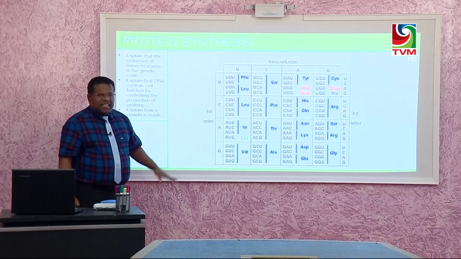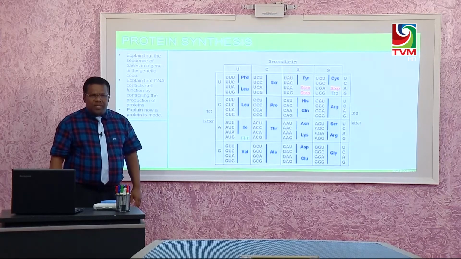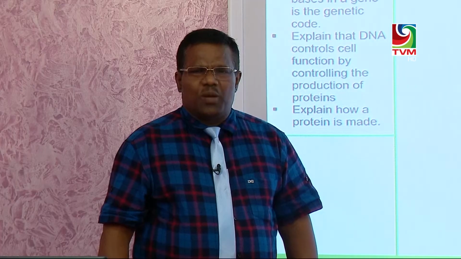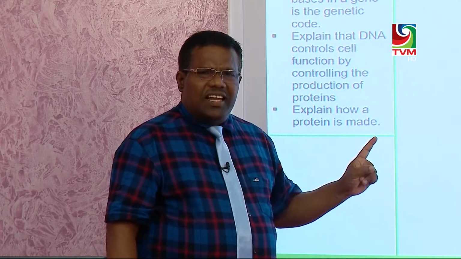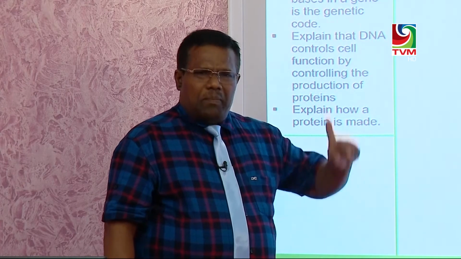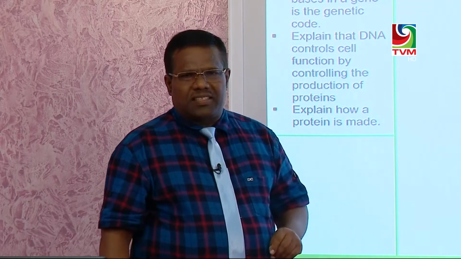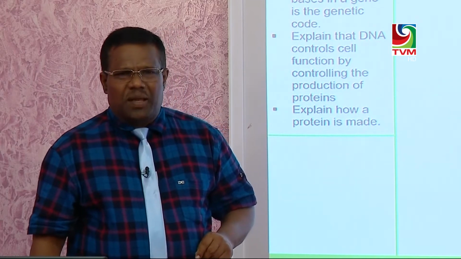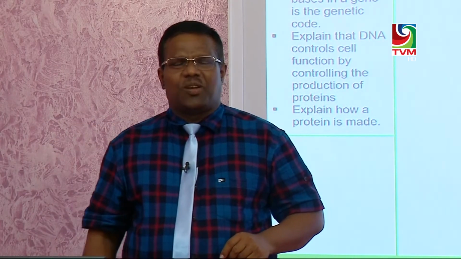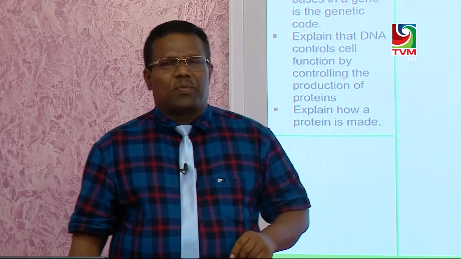So always remember that each triplet is coding for an amino acid during protein synthesis, and based on the order of the triplets and the number of triplets, amino acids are gathered from the pool of amino acids in the cytoplasm to make a protein molecule.